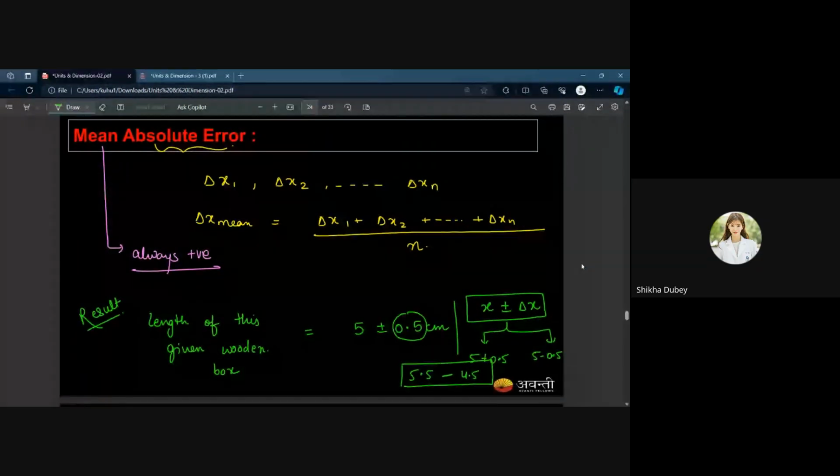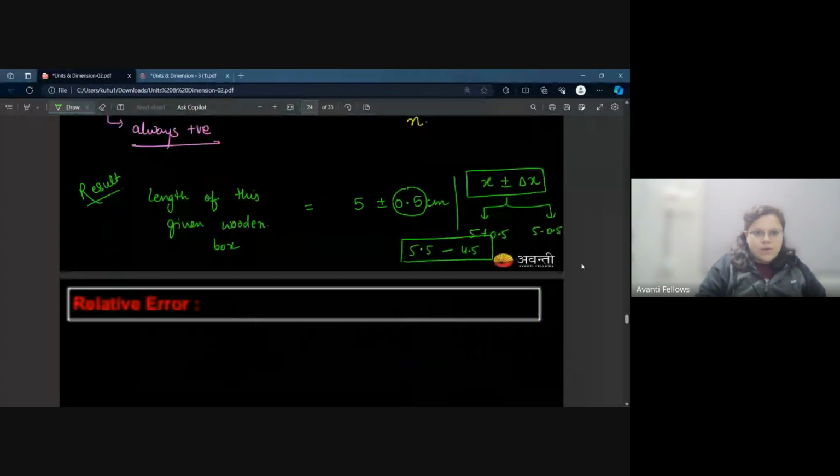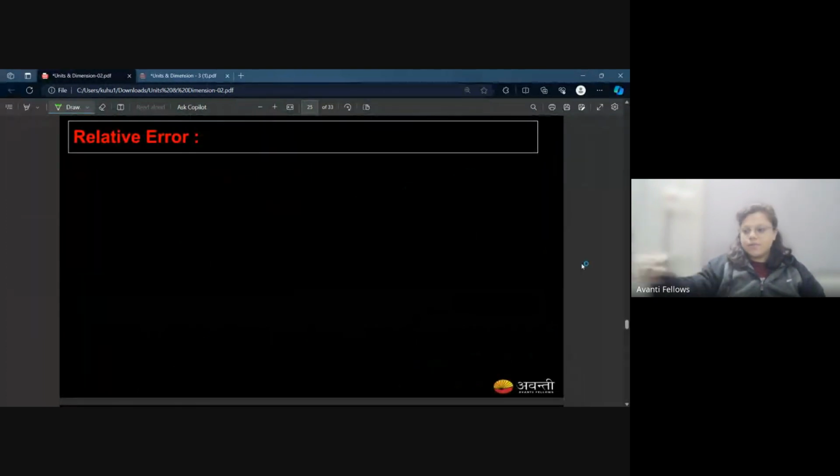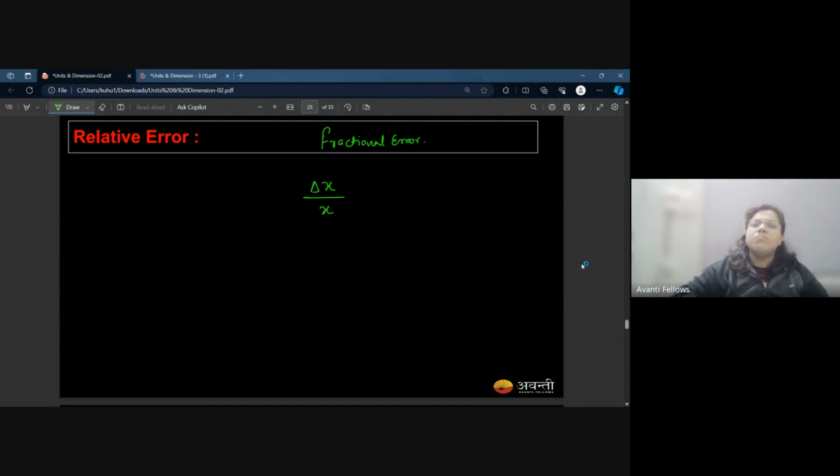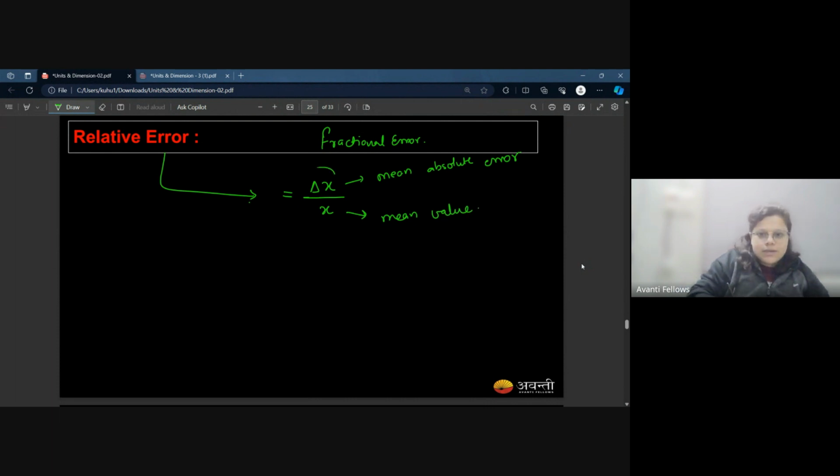Yes, ma'am. Cool. Now let's come to another error, which is relative error. Relative error is an important one. It is known as fractional error also. So this is your mean absolute error. When you divide it by the true value or mean value, this is your relative error. Mean absolute error divided by the mean value, and this entire term is known as relative error.